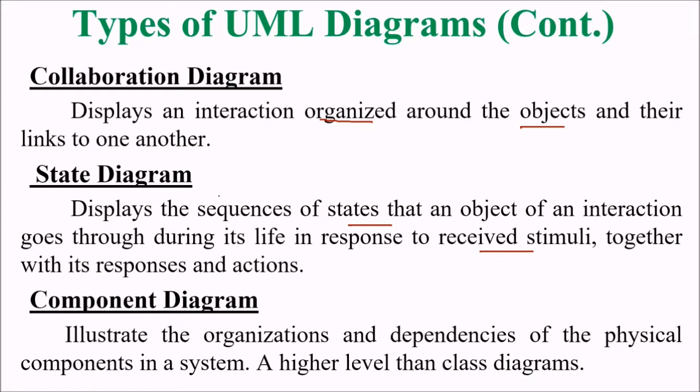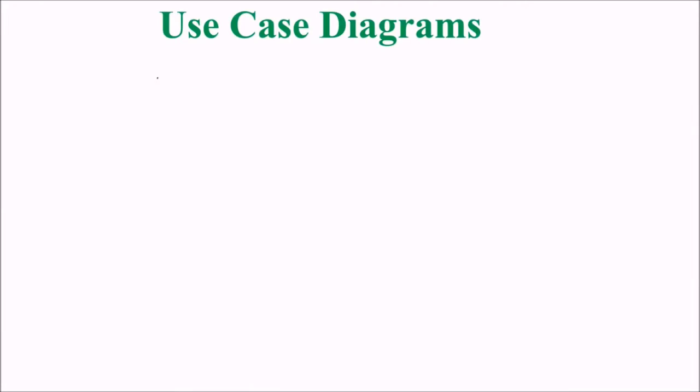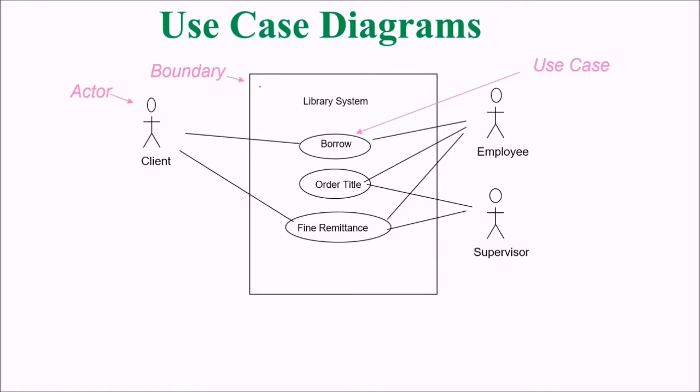Then comes the component diagram. The component diagram illustrates the organization and dependencies of physical components in a system. Please understand, we are talking about the physical components in a system, a higher level than a class diagram. So let us start with the use case diagram.